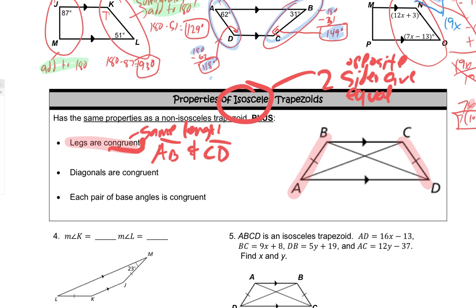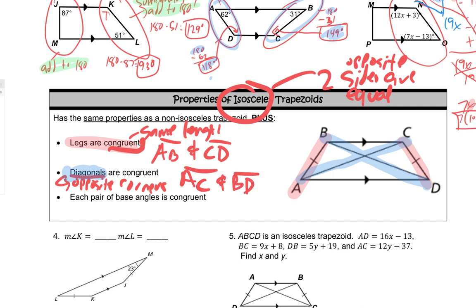Now, diagonals are congruent. A diagonal is if we go from opposite corners. Opposite means like if we shot an arrow. So this is a diagonal and this is a diagonal. Maybe we put those in a different color. What would we call those? If those are diagonals, we would say that one's AC and BD. So AC and BD are the diagonals.